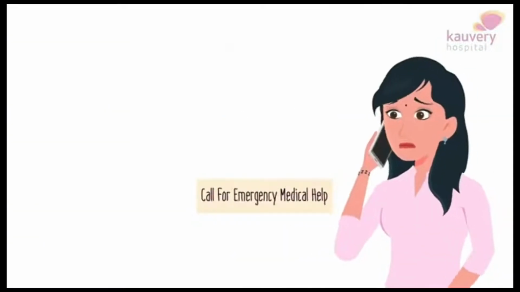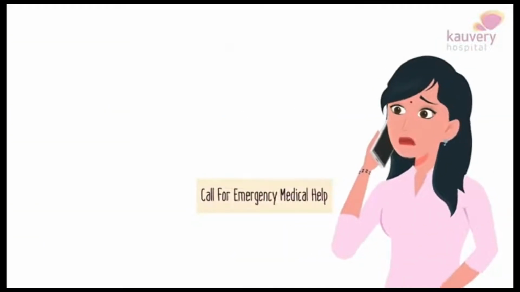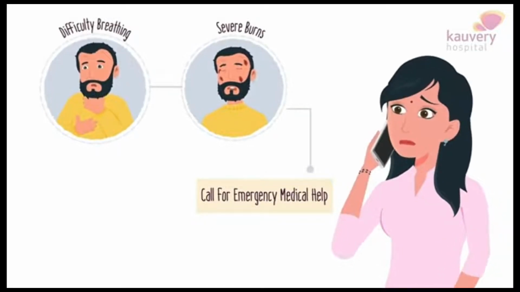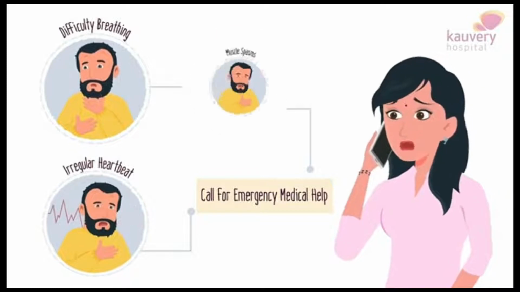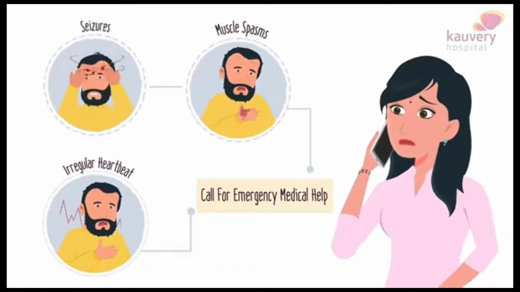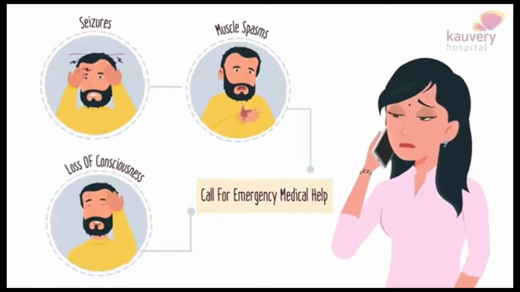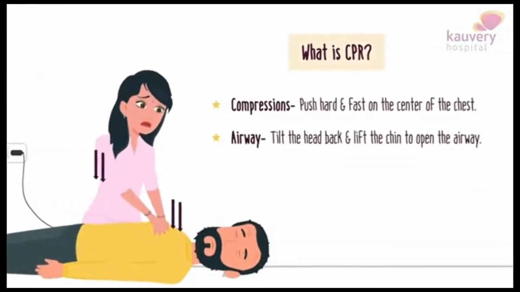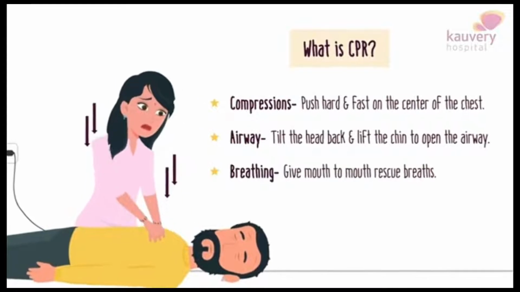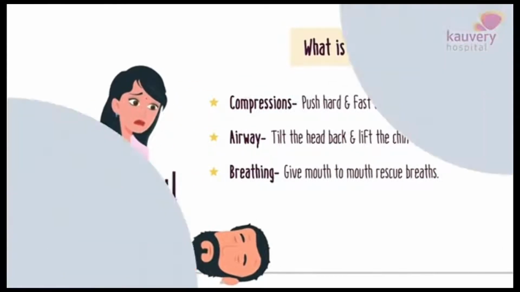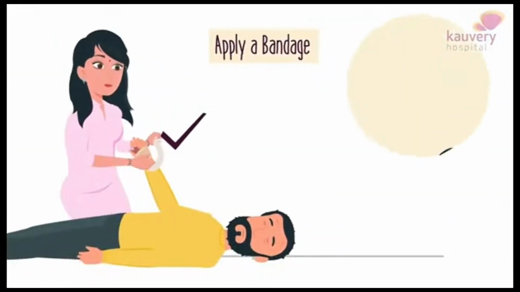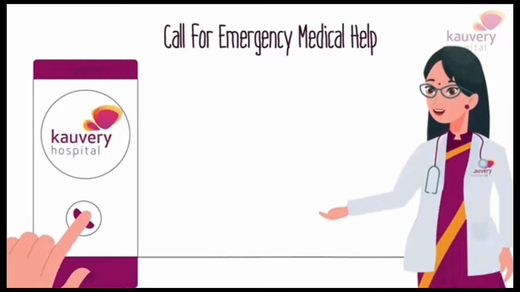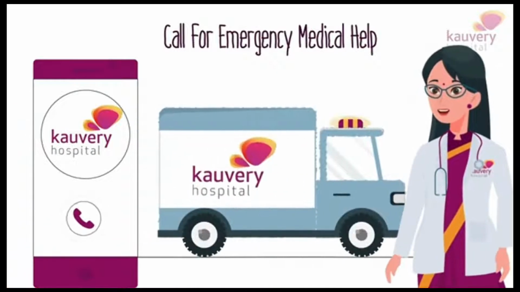Call emergency if the injured person experiences severe burns, difficulty breathing, irregular heartbeat, muscle spasms, seizures, or loss of consciousness. Begin CPR if the person shows no sign of circulation, such as breathing, coughing, or movement. Apply a bandage. Don't use a blanket or towel. Electric shocks can be fatal, so seek help at the earliest.